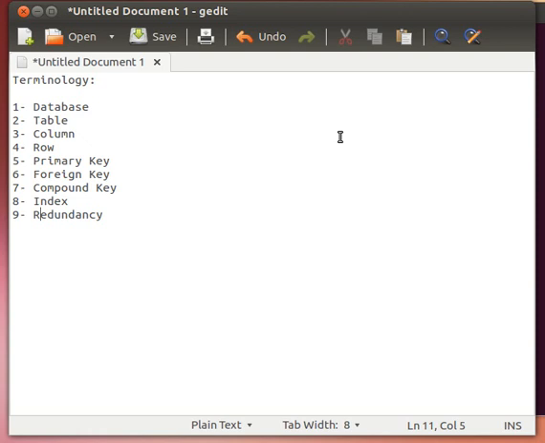A foreign key, however, is just something that links two tables together, just like a linking pin between two tables. That's what a foreign key is, just linking two tables. A compound key is actually a key that consists of multiple columns. So sometimes one column is not enough to give us the required uniqueness in our table, so we can't use it as a primary key. So we use what is called a compound key, which is a combination of multiple columns.